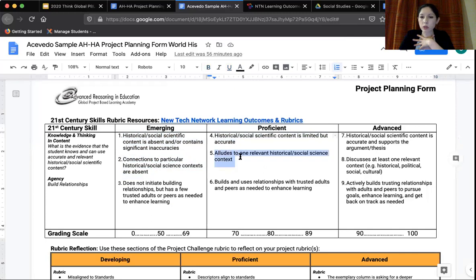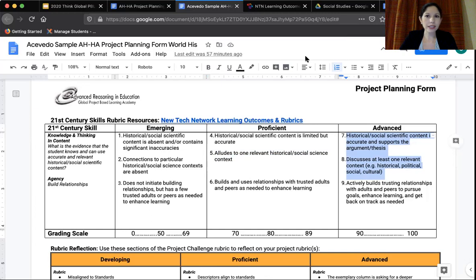Alludes to one relevant historical, social science context, which they definitely will if they're sticking to making the comparisons from ancient Roman Greece, and Judeo-Christian tradition, and then the American example, which is the one we're going to be looking at, and then our school's example. And then historical, social, scientific content is accurate and supports the arguments and thesis. So they are actually using the correct facts and details to support what they want to argue. Discusses at least one relevant context, historical, political, social, and cultural, which this is heavy on the political and social, but that's good. I'm definitely going to hit it.